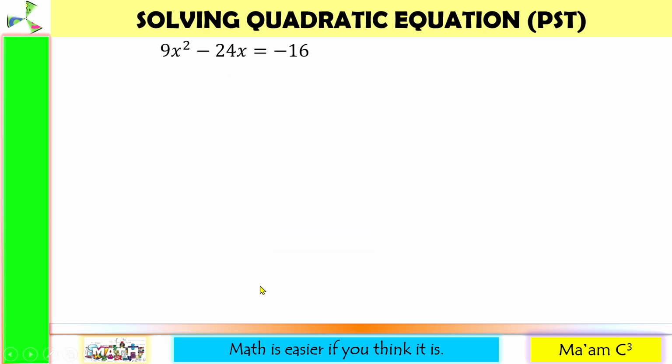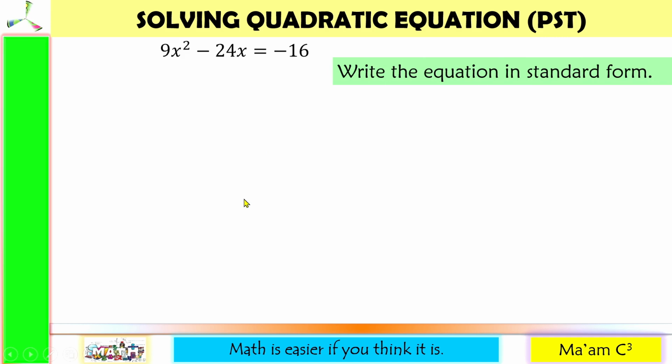Let's have another one. This time, I'm going to solve a quadratic equation that is a perfect square trinomial, PST. I have here 9x squared minus 24x equals negative 16. Step 1 again, write the equation in standard form. So I'm going to move negative 16 on this side. It will become positive and then equals 0.